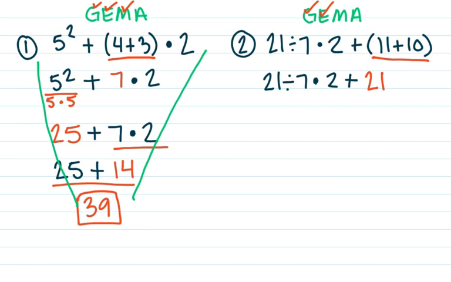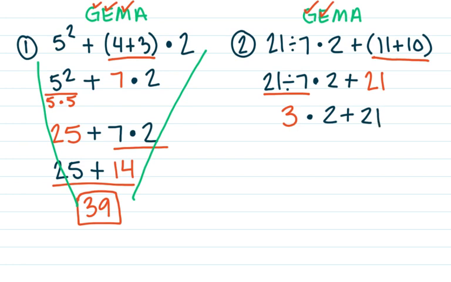Multiplication or division. So in this problem, I have both. I have division and I have multiplication. Remember, I'm going to do whichever one comes first in this problem. And in this problem, it is division. So I'm going to divide that. 21 divided by 7 is 3. Everything else in my problem remains the same. I'm not doing anything else to the rest of my problem.